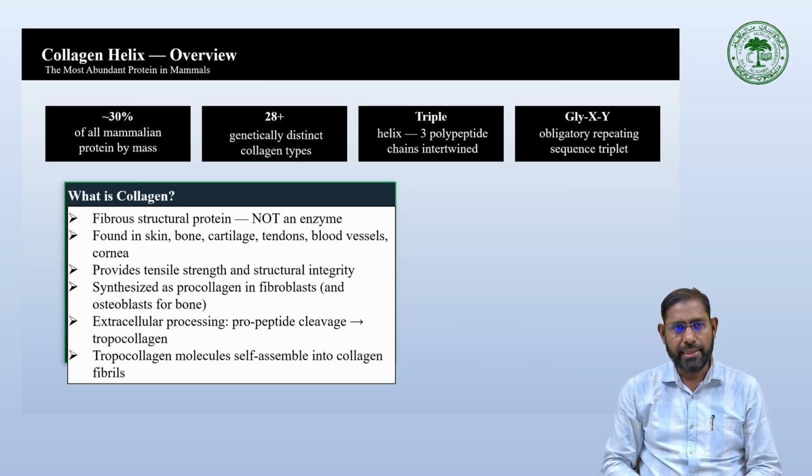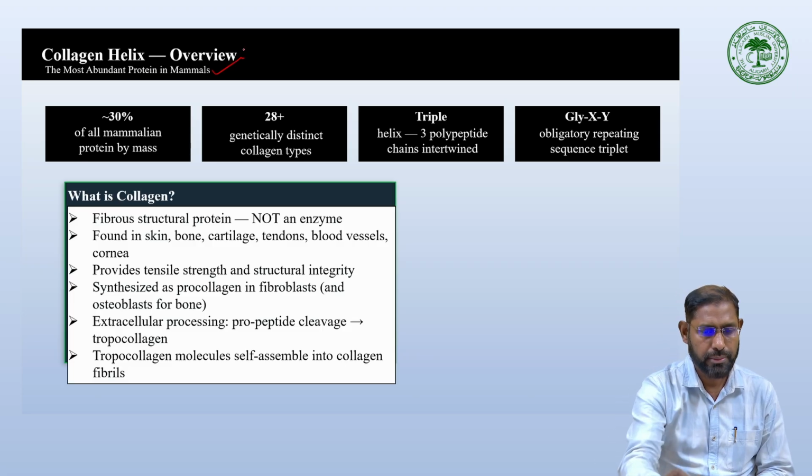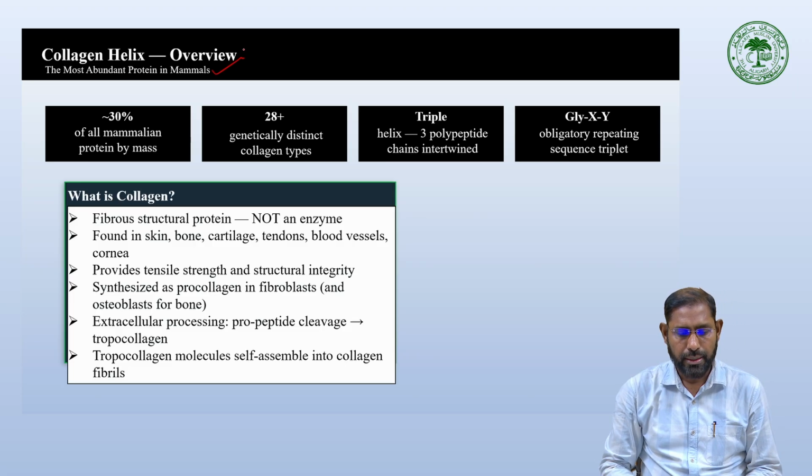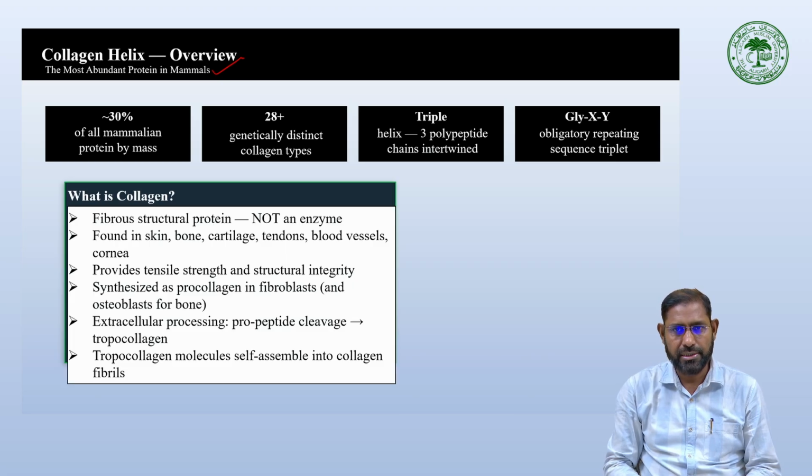Now, collagen is the most abundant protein in mammals, about 30% of all mammalian protein by mass. More than 28 genetically distinct collagens exist in nature, and it is almost always a triple helix, that is, three polypeptide chains intertwined, with an obligatory repeating triplet sequence: Glycine-X-Y.